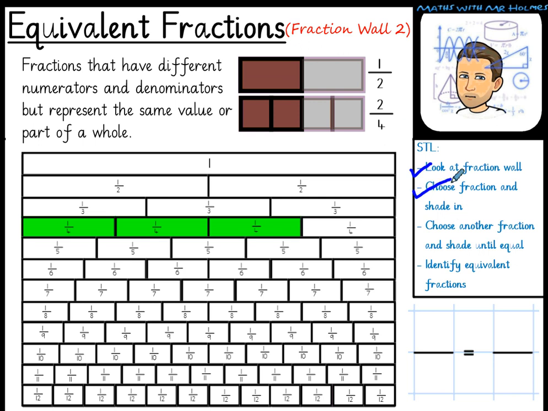Next, we're going to have another fraction and shade that in until it is equal. So if you can remember, we'll have a look where that brick finishes, but all the way down in line until we find one. And here we go, we have 8ths. We'll shade enough 8ths in until we have the same amount in total.